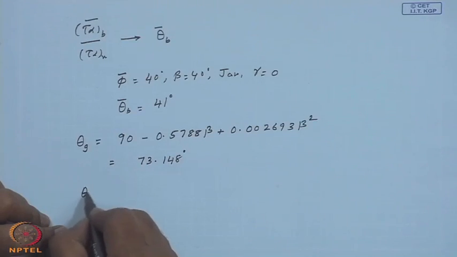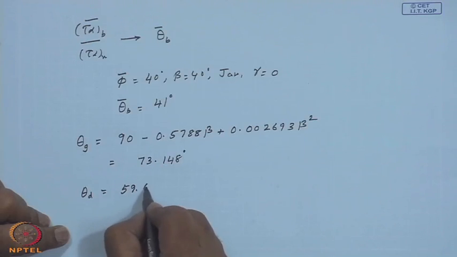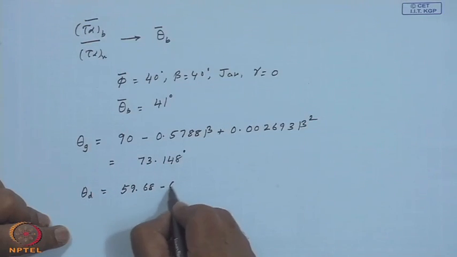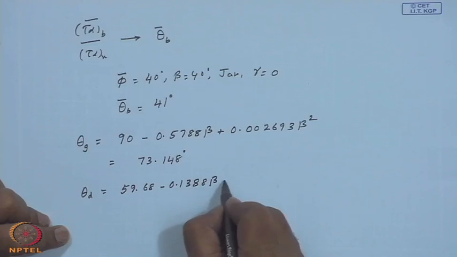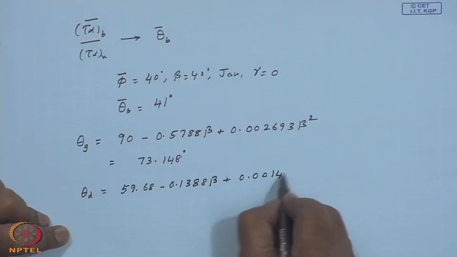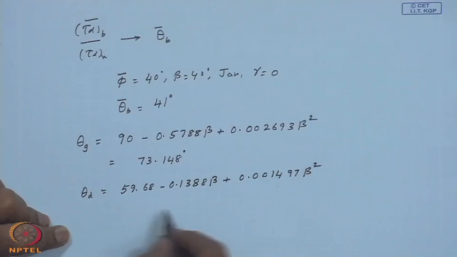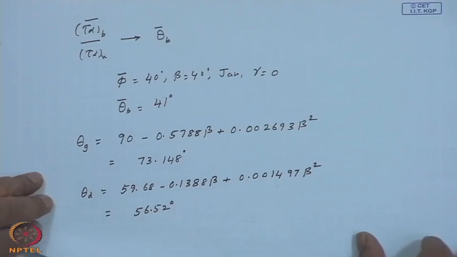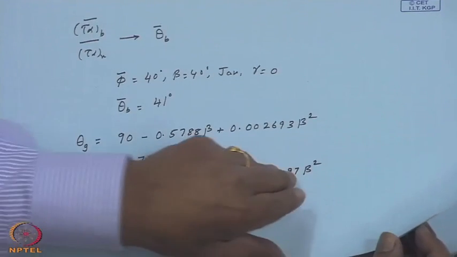Similarly, theta d for the diffuse radiation is 59.68 minus 0.1388 beta plus 0.001497 beta square. This will turn out to be 56.52 degrees. So, this is within that Astor limit of 60 degrees.